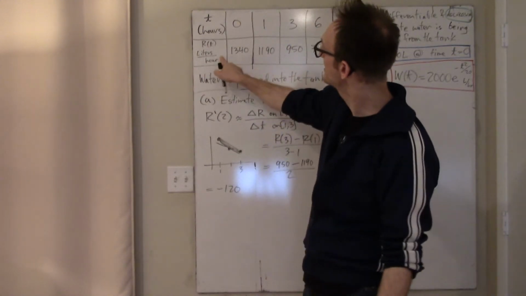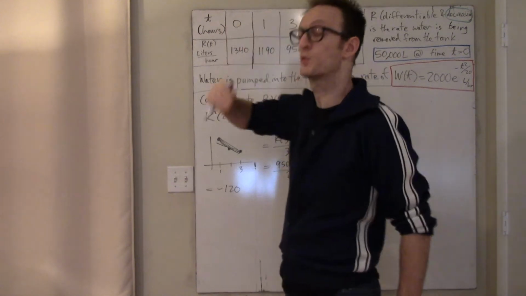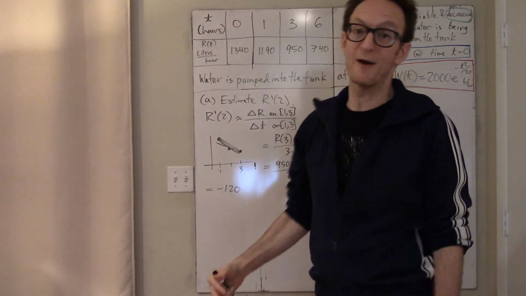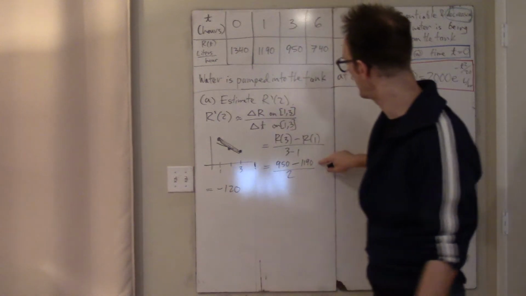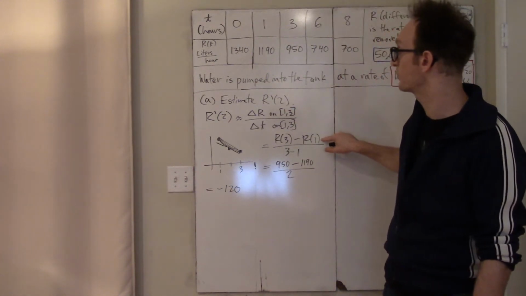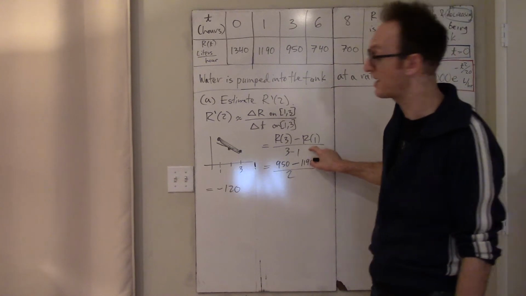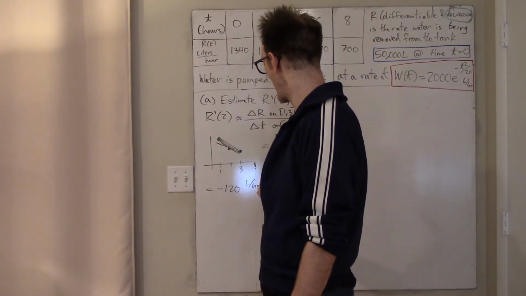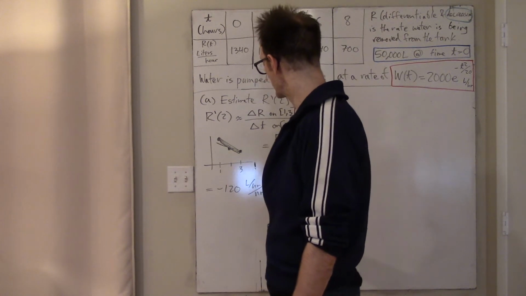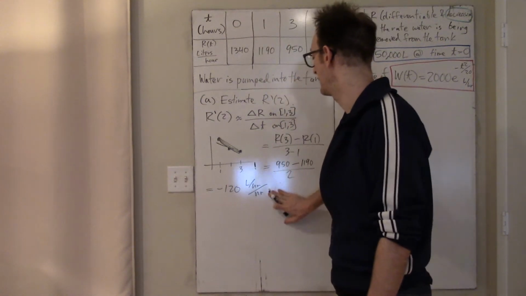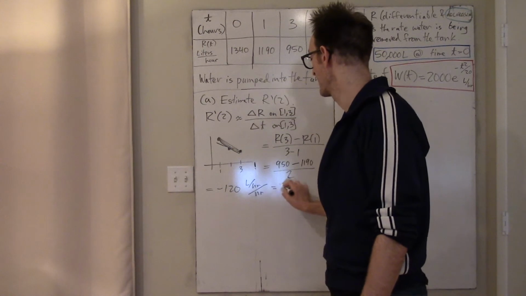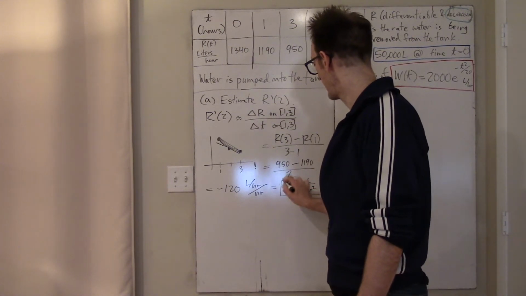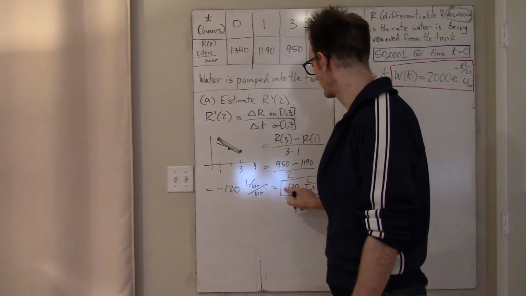Well, R is in liters per hour, and so the derivative of something which is measuring the liters per hour is going to be liters per hour per hour. After all, the numerator here is going to have units liters per hour, and we're dividing by a time. So this is going to be negative 120 liters per hour, and most people would just say that this is negative 120 liters per hour squared. Okay, so that's the answer to this problem. That's all you have to write.